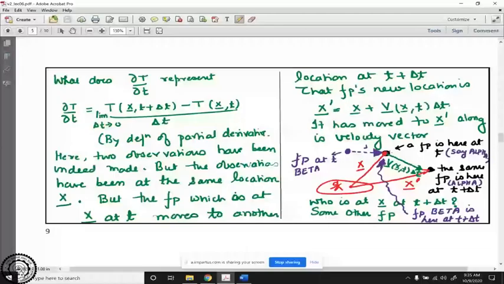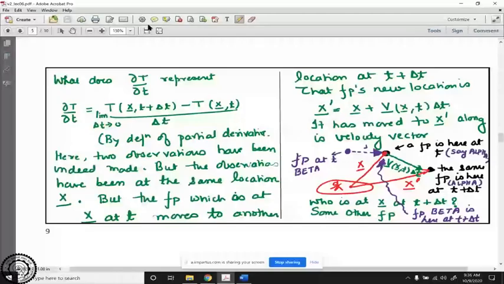So I have shown a rough sketch here to help you understand. This black location is where a fluid particle is at time t, and this is what you chose as the independent variable, x. Let's call this particle, which was at x at time t, alpha.